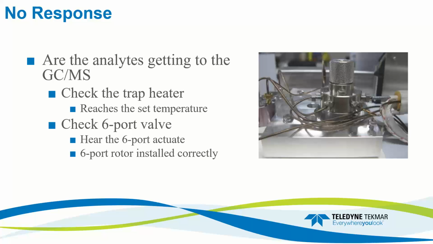Next, you want to check the 6-port valve that sits on top of the instrument. You want to make sure that you can hear that valve actuate. You'll know that power is getting to that valve and it is actually rotating on the inside. It's possible that the 6-port rotor is installed incorrectly, because the transfer line coming out of the purge and trap is a constant loop that is broken off from the purge and trap in the GC. This is where your inlet flow circulates through your transfer line, and if it happens to be off by 180 degrees, you'll see a decrease in that front inlet pressure that could be causing little to no response from your analytes.